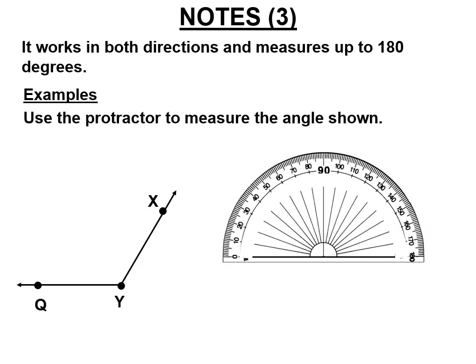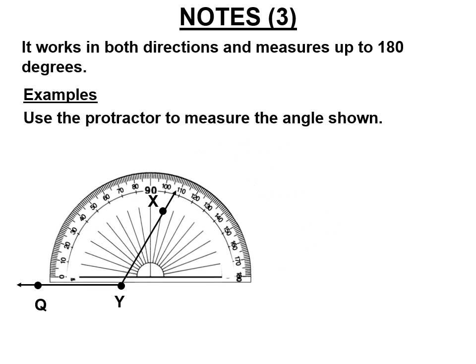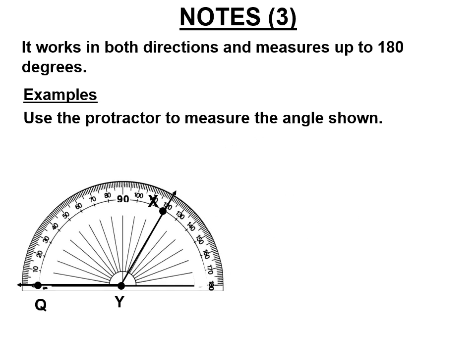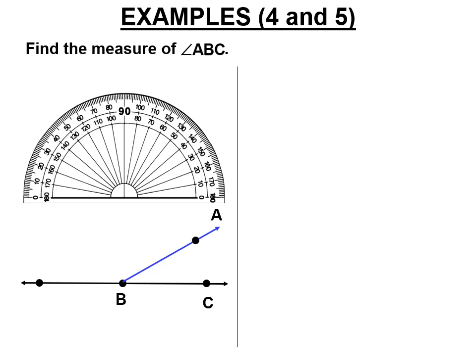So now we'll do the other side. And so now we're going the other way, and notice I erased the inner ones up here. And so now we have angle QYX, and QYX is 120 degrees. Right there. All right, so now let's see if we can do ones on our own here.